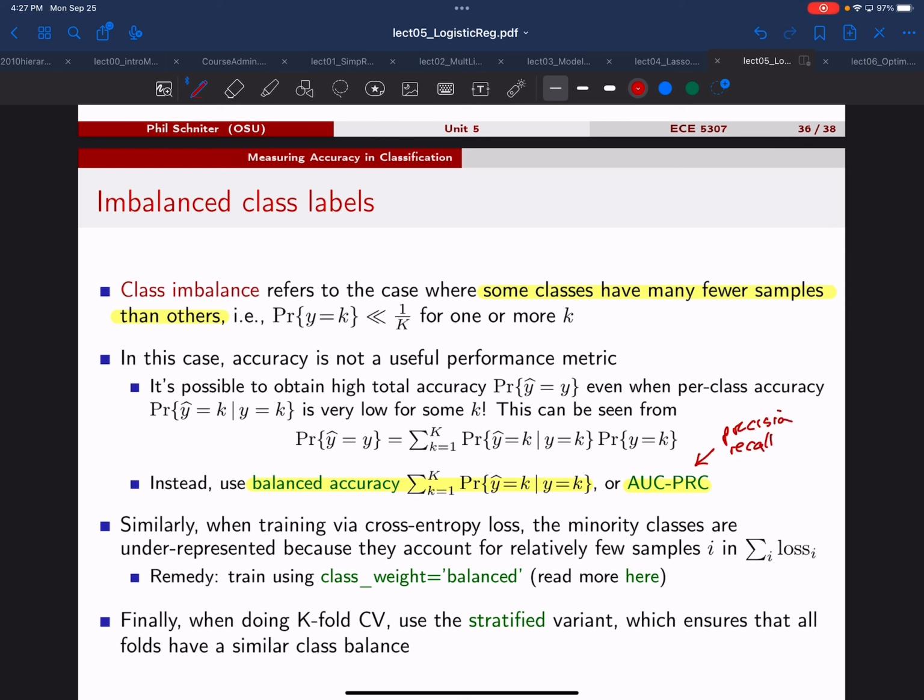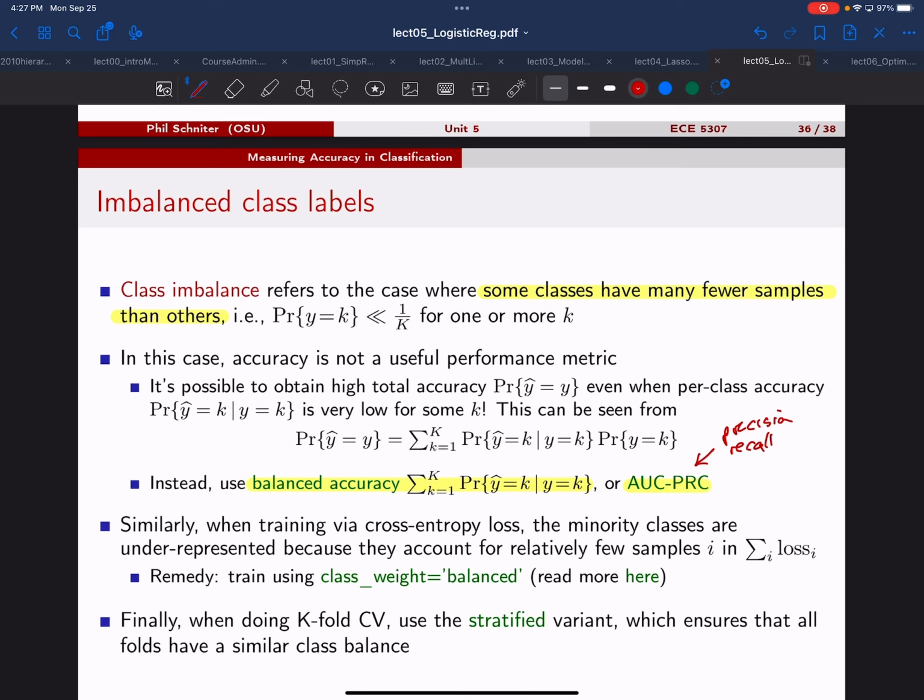And because we don't know exactly the threshold we want to use for precision and recall, what we can do is look at the area under the curve, which is threshold independent, so we don't have to make that choice. So these are probably some of the most popular ways to measure performance in this imbalanced setting.